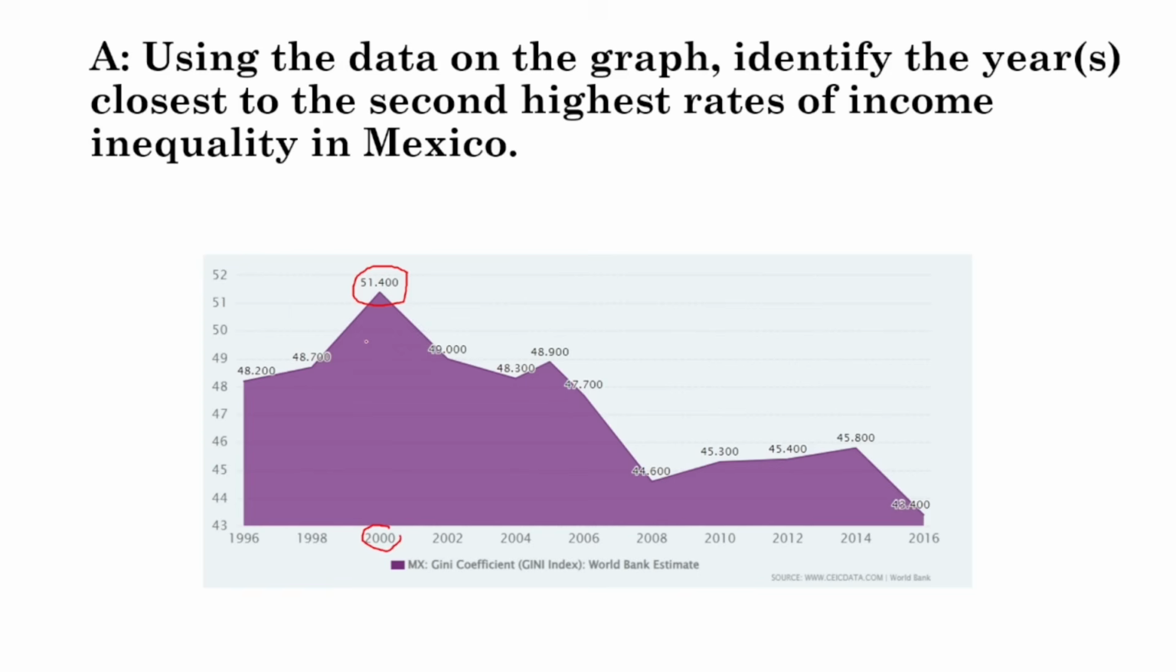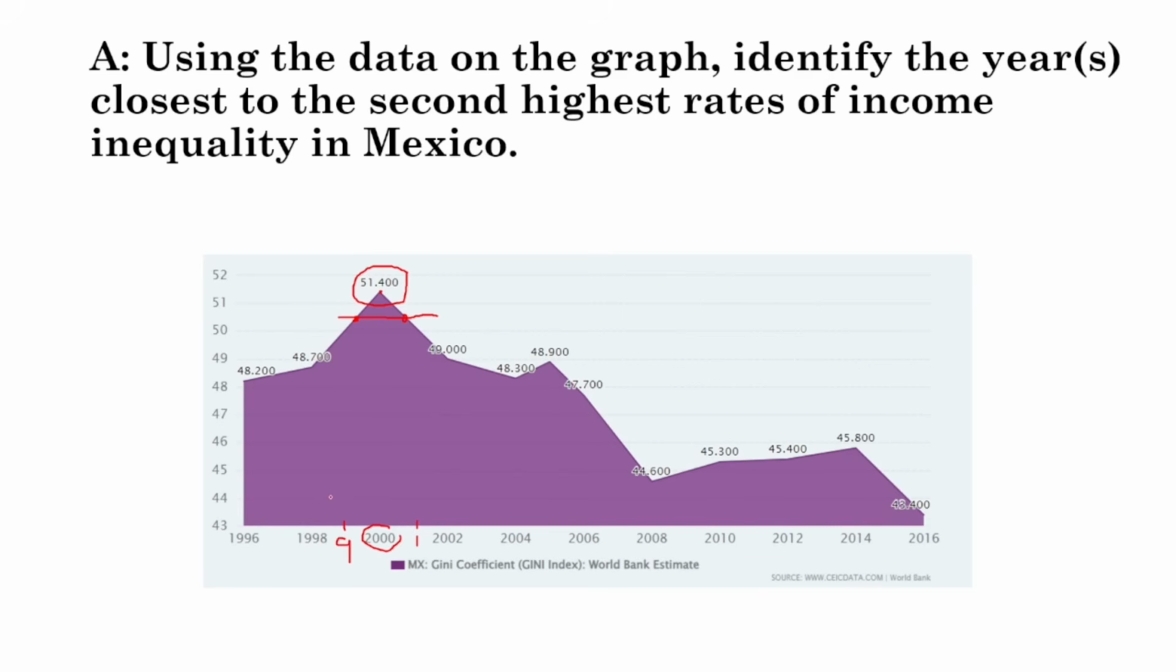So that means the second highest rate is going to be kind of along this line here. I mean, the second highest rate would obviously be the closest to this point here, but we're looking for a year closest to that. So that's going to be these 2 years located right here. And that's going to be about right here and right here. So that's 2000, that's 2002, that's probably 2001, that's 1998, that's 2000, that's going to be 1999.